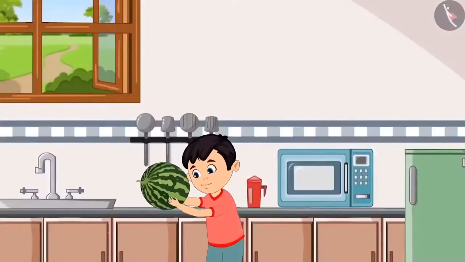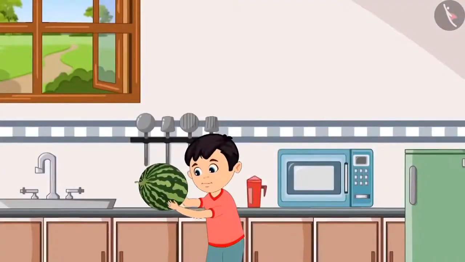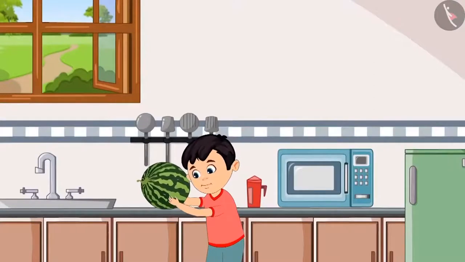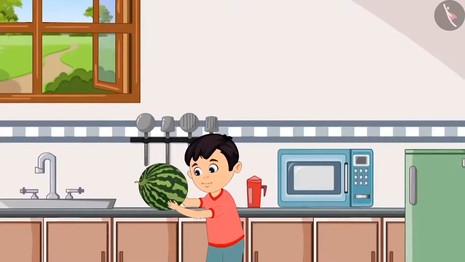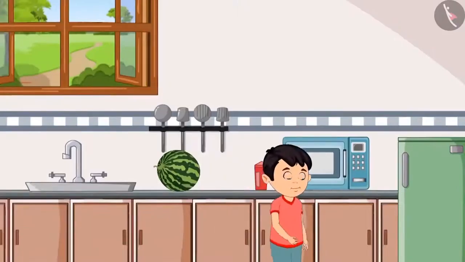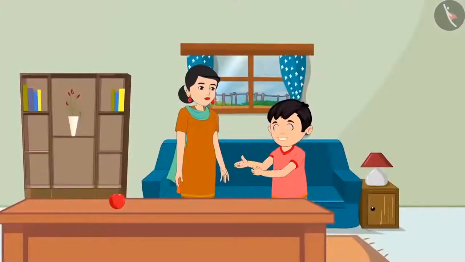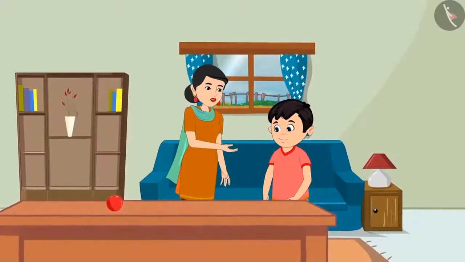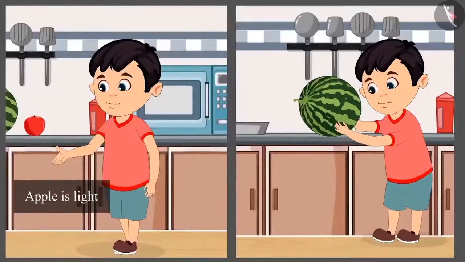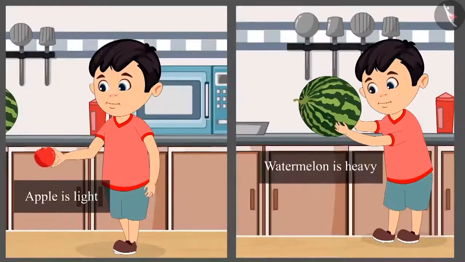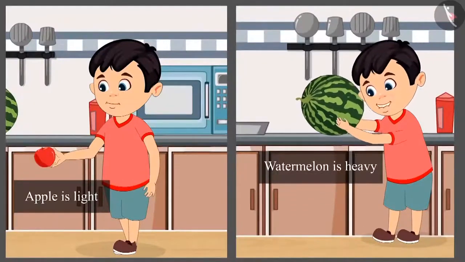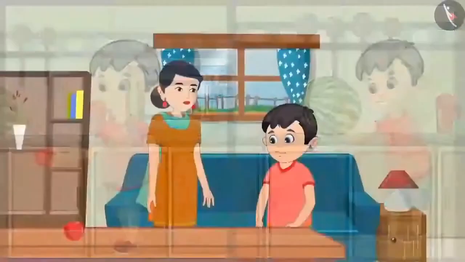And Chotu tries to lift the watermelon. But he was not able to lift it. Chotu goes to his mother. Mummy, I'm not able to lift the watermelon. It's okay, Chotu. The apple is lighter than watermelon, so you picked it up. But the watermelon is heavier than the apple. That's why you couldn't pick it.